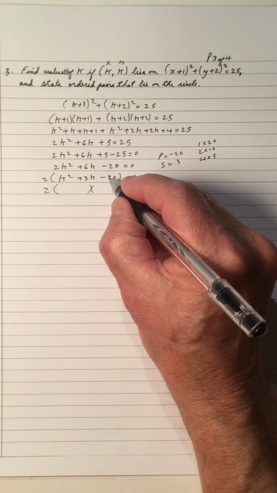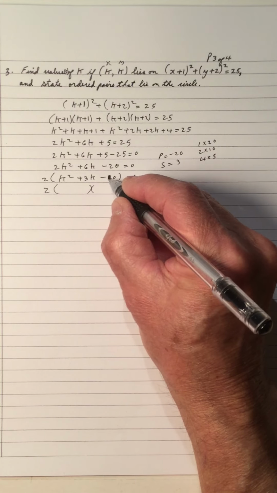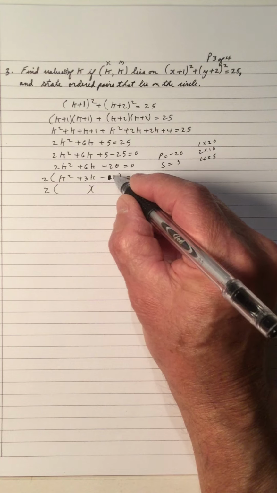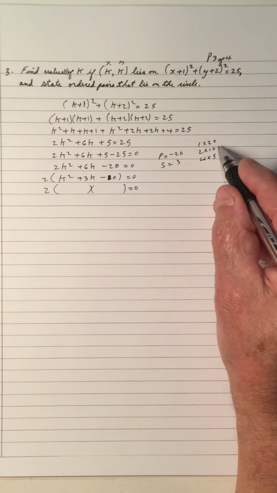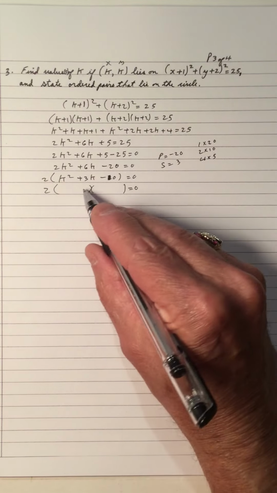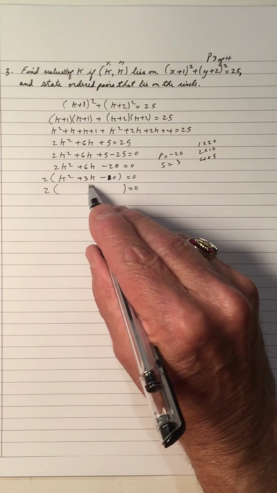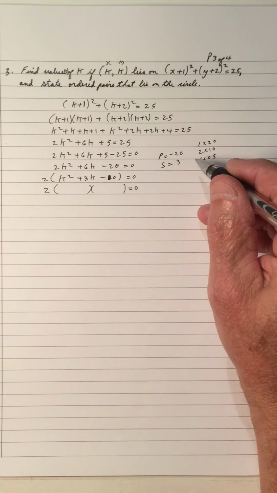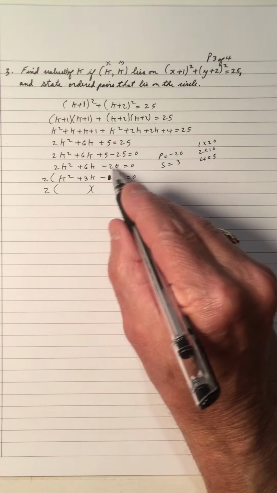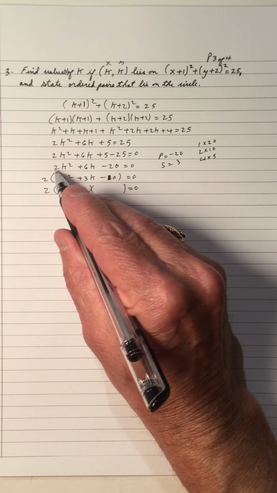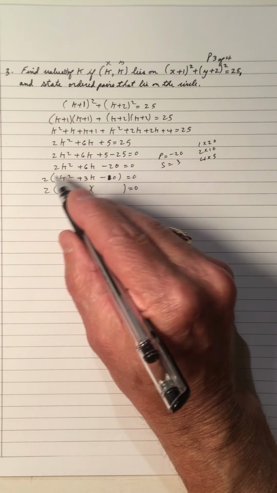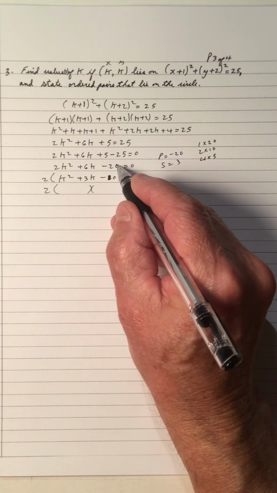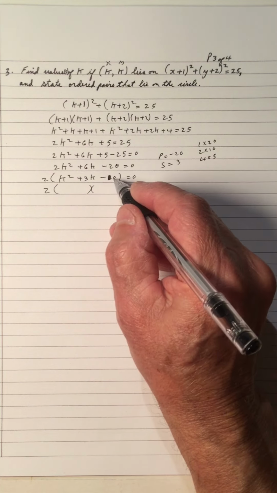Oh, that's a 10. Oh, I just noticed. This didn't work. I couldn't get it. There's no factors of 20 to give me a 3. So I looked back and I discovered that when I factored the 2 out, 2 divided by 2 is 1, 6 divided by 2 is 3, negative 20 divided by 2 is negative 10.